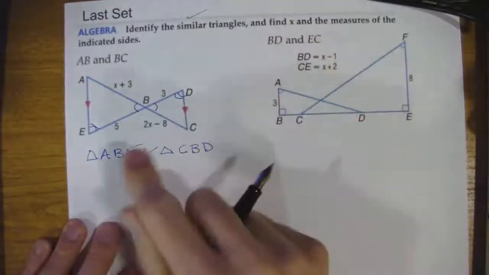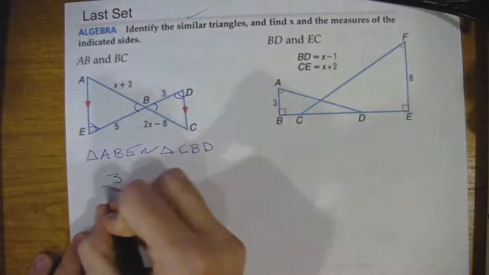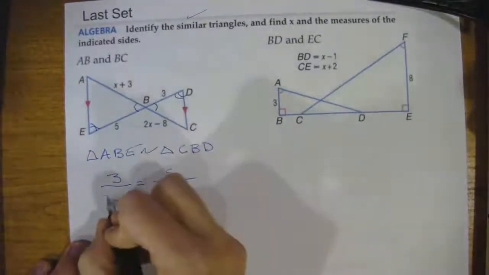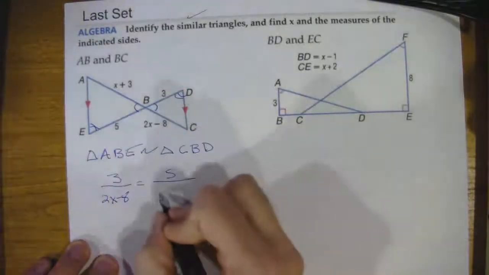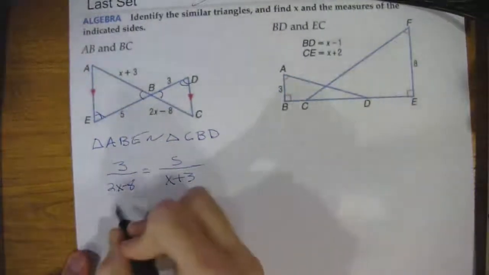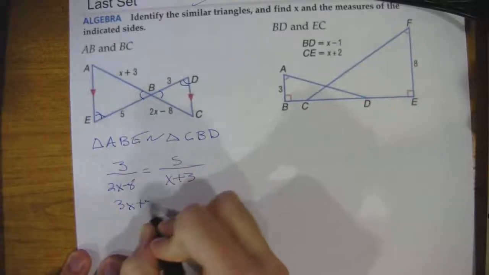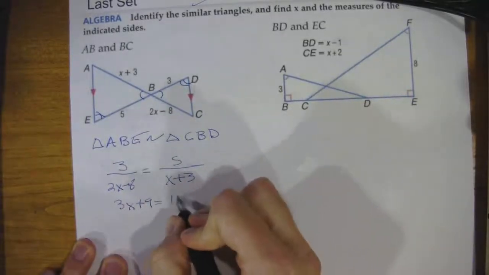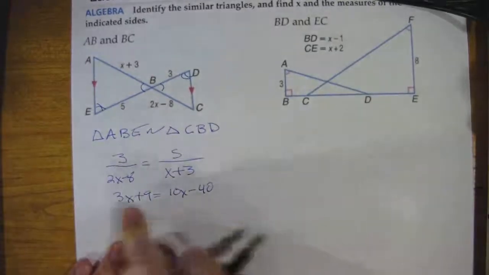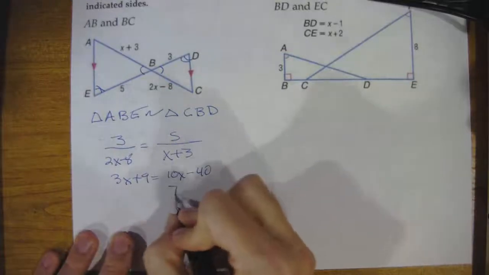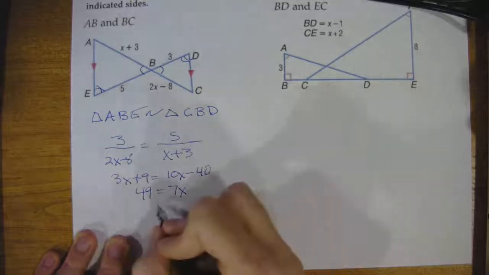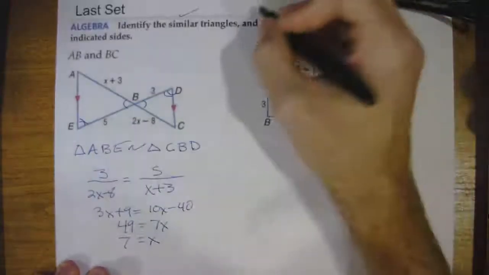Find x. So here we go. So 3 on this side matches up with 5 on that side. And then our 2x subtract 8 matches up with our x added to 3. All right, well, let's do some cross products. 3 times x, 3 times 3, 2 times 5x, and then 5 times 8. I'll go ahead and subtract 3x on both sides. So that gives me a 7x. And I'm going to go ahead and add the 40 while we're here, kind of save some space. Divide, and we find that x is 7. So cool, we found x.